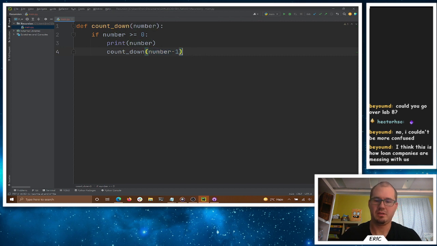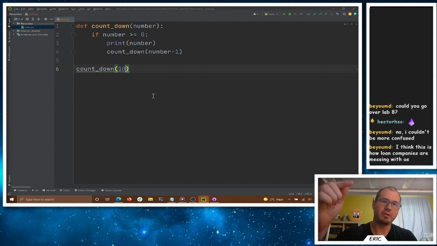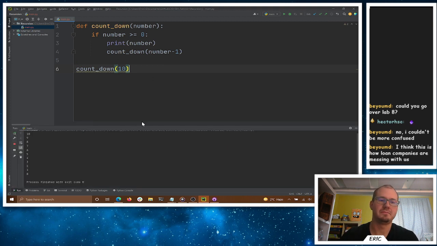Right? So if we then say, how about countdown of 10? What's going to happen is we're going to call it at 10. 10 is greater than or equal to 0. It prints 10. It says, okay, call itself again with 10 minus 1. We'll get 9. 9 is greater than 0. Print 9. Call it with 8. Call it with 7. Call it with 6. 5, 4, 3, 2, 1, 0. Call it with negative 1. Negative 1 is not greater than or equal to 0. It's finally done. So let's give this a run. We'll see. We can count down. 10, 9, 8, 7, 6, 5, 4, 3, 2, 1, 0.